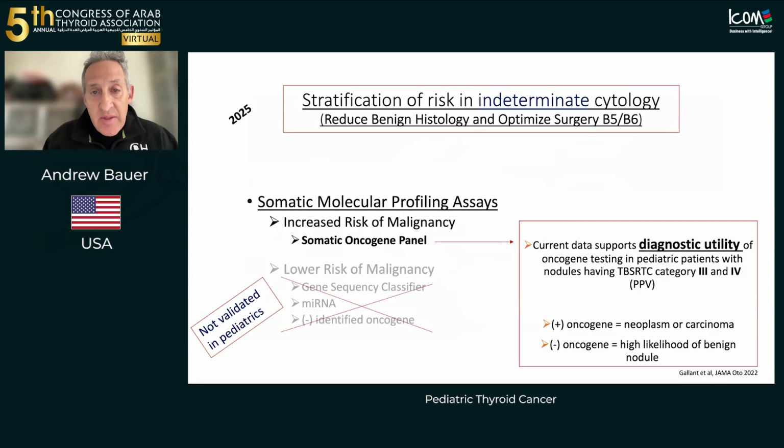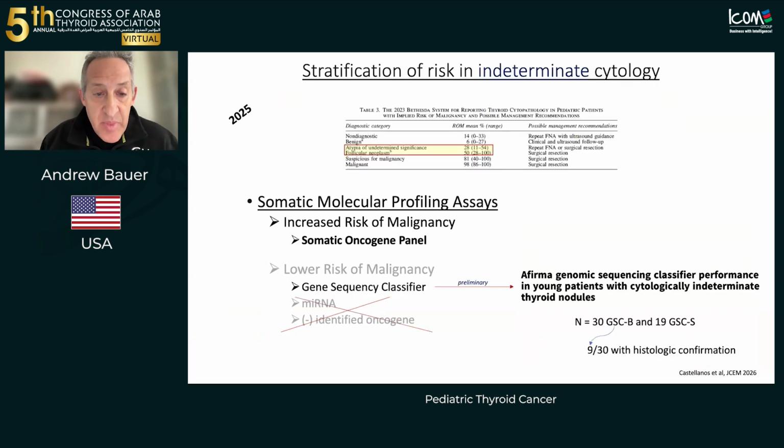So if we identify an oncogenic driver, it increases the likelihood of a neoplasm or a carcinoma. And while the data is not anywhere near as robust, if you use a comprehensive panel and you do not identify a known thyroid oncogenic driver, it can take a lesion with atypia of undetermined significance, which is about a 15 to 20% risk of malignancy, and lower it to less than 5%. So it really is critical to incorporate this into practice.